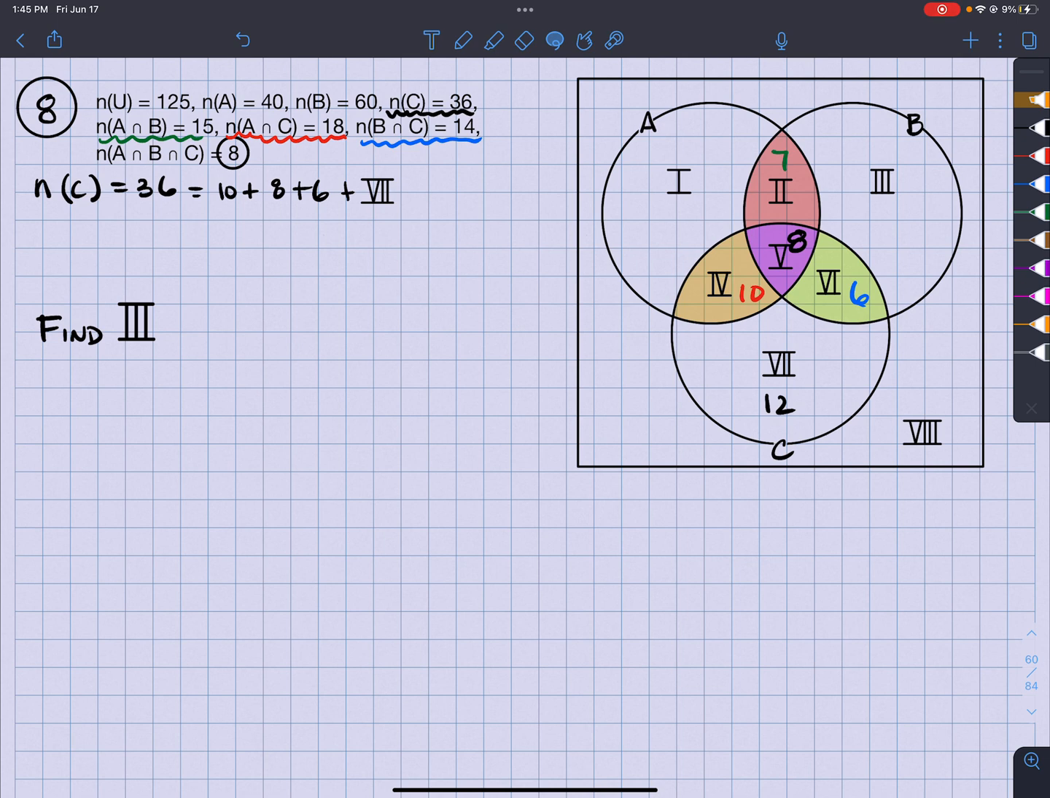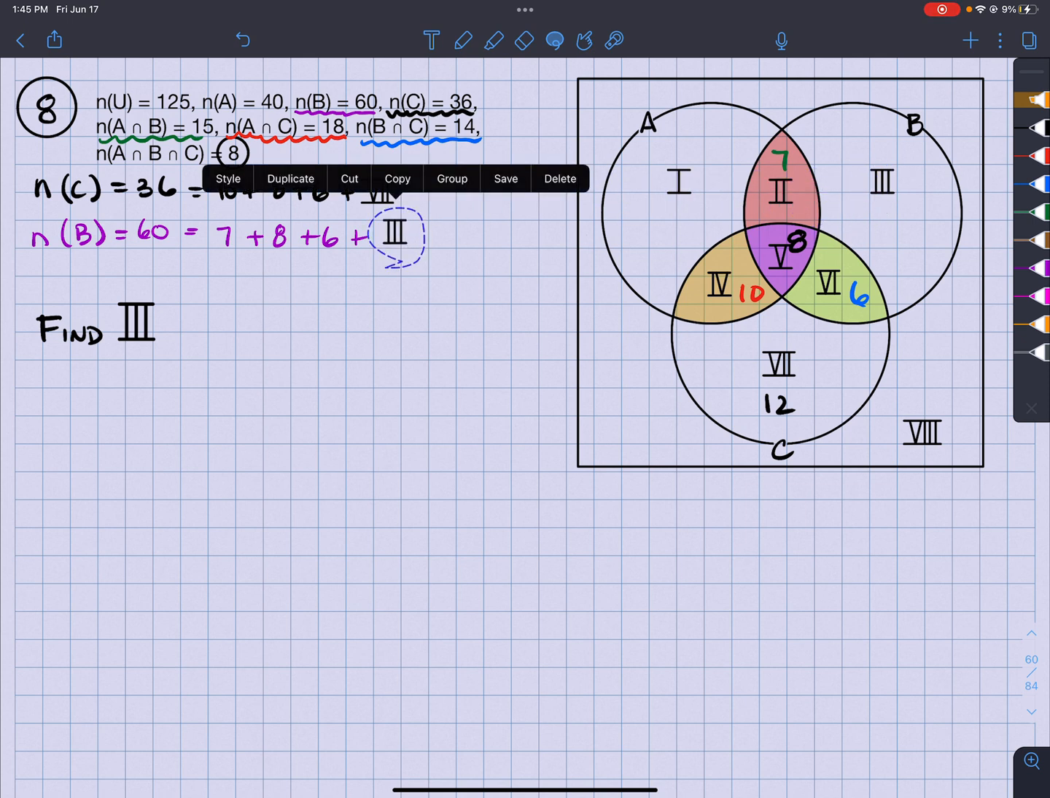Okay, so if I continue on, the whole B is, so N of B is equal to 60. Well, that's going to equal the 7 plus the 8 plus the 6 plus the region 3. All right? So that means my region 3 is going to be my 60 minus the 7 minus the 8 minus the 6. So that's going to give me a 39.